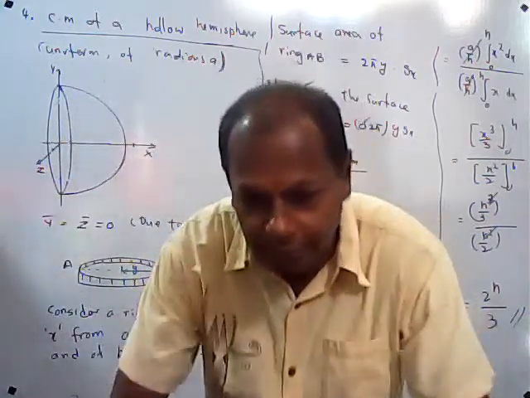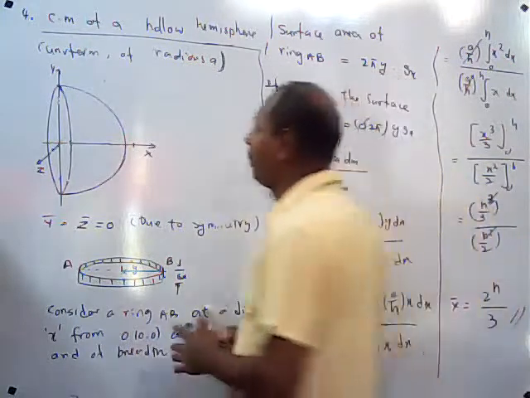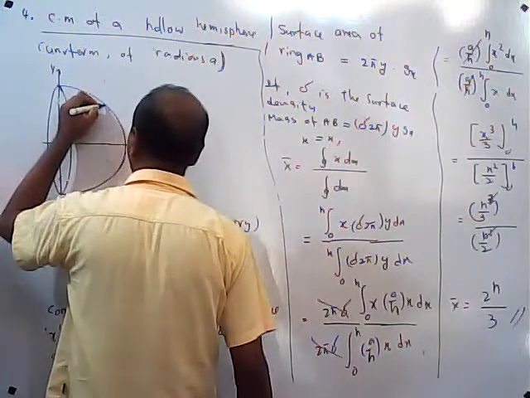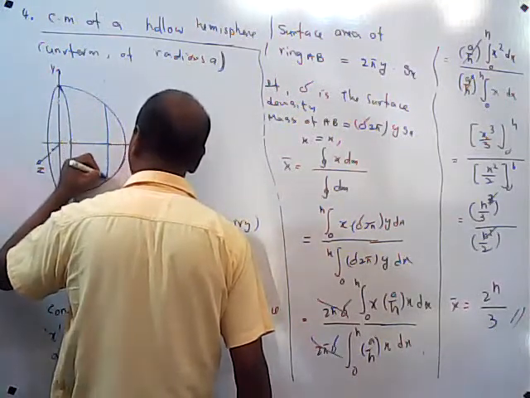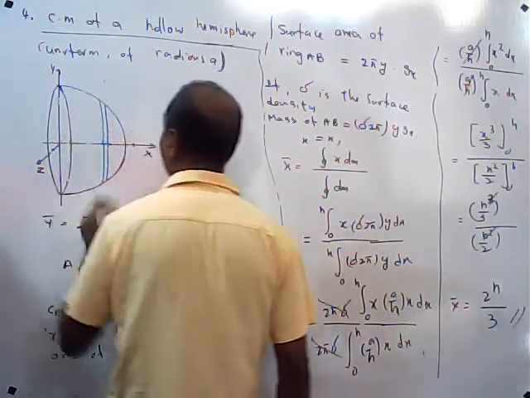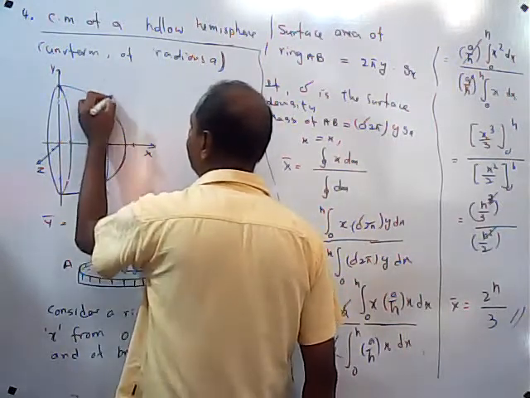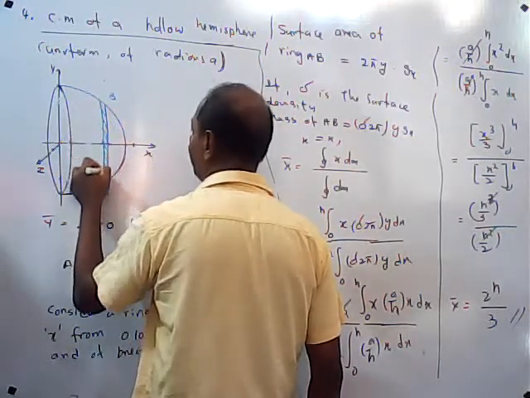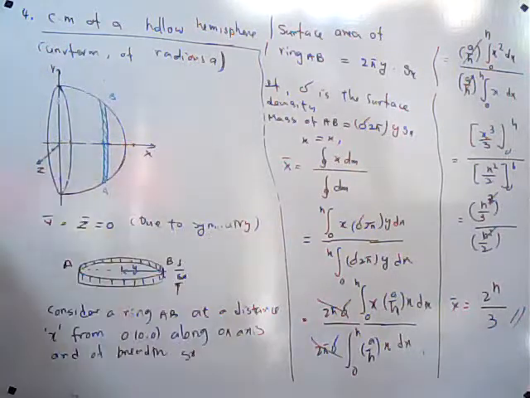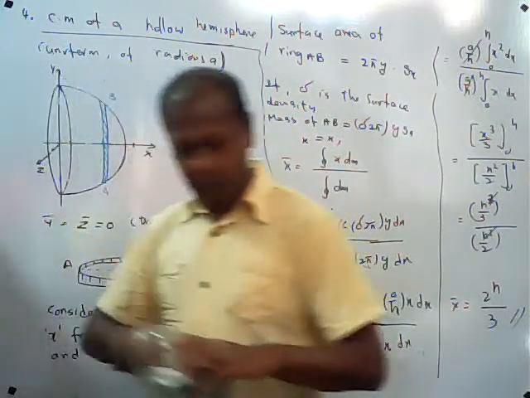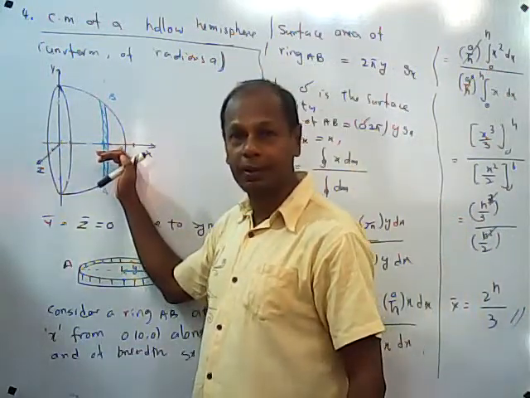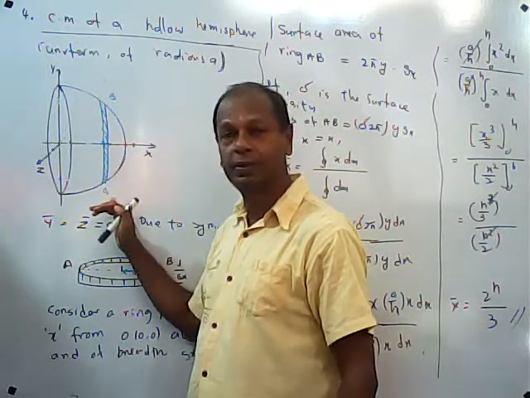Yes, how to cut rings. Yes, cut into rings. But there is a difference in this. Consider rings. Earlier we have taken rings. Earlier in the previous 2 proofs, not in all 3, we have taken a ring at a distance x along x-axis and of breadth delta x.